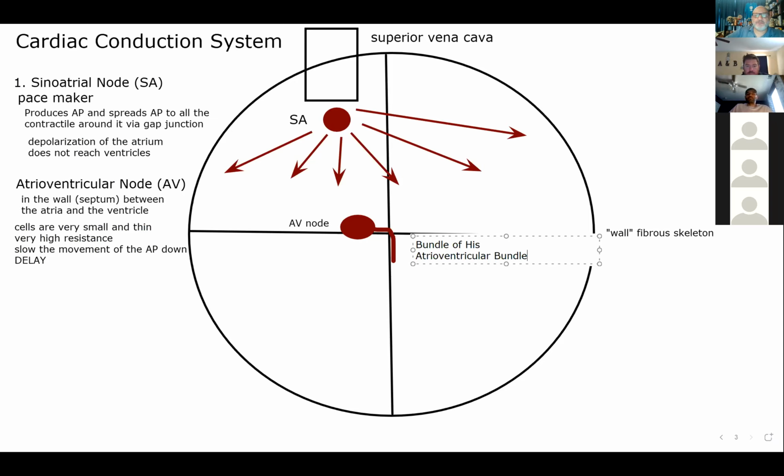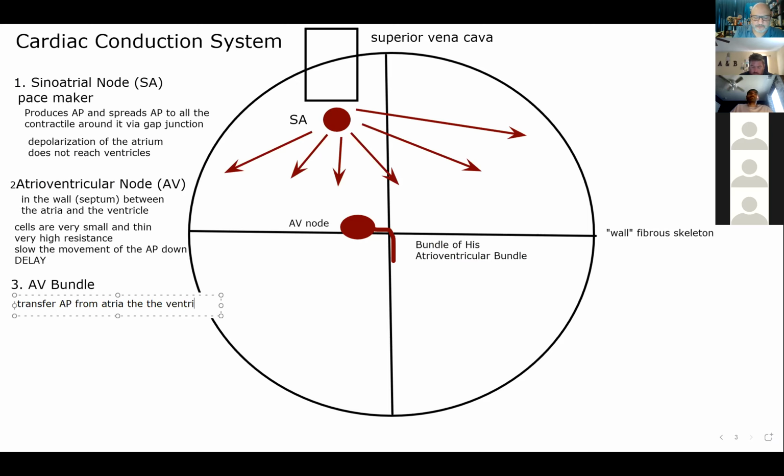And its job is basically to, I forgot to put my 2 there so that I can put my 3 here, for that AV bundle. The job of the AV bundle is basically to transfer our electrical signal from the atria to the ventricles. It is a singular structure that does this.